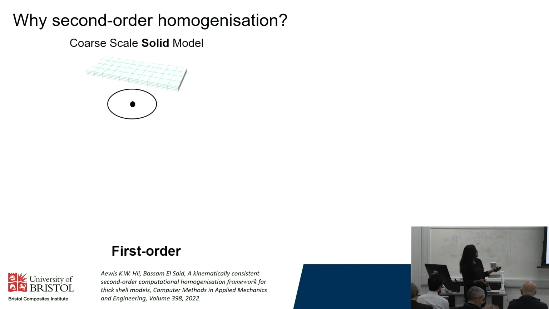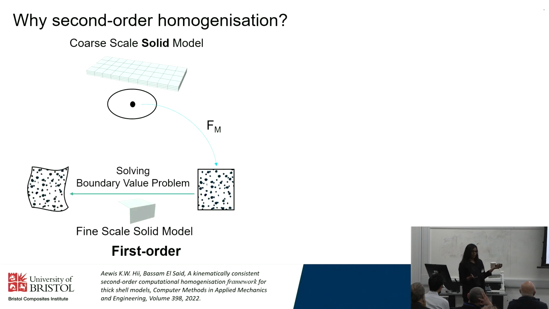So if we go back to the classical first order homogenization framework, we see that for every material point on the macro scale, the first order deformation tensor is used to formulate the boundary value problem. And once the boundary value problem is solved, we get the macroscopic stress tensor, which is basically the RVE stress field averaged over the RVE volume.